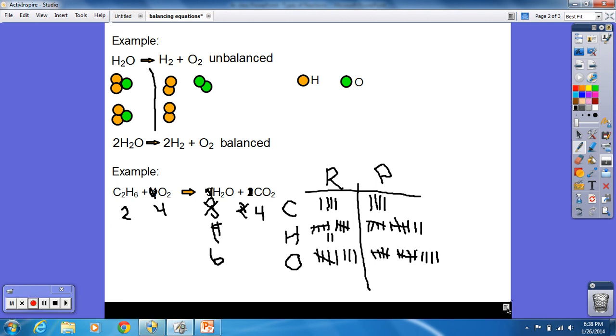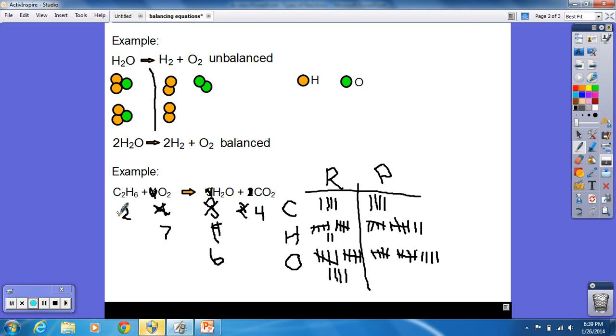So now my carbons are balanced, my hydrogens are balanced, but my oxygens aren't. I've got, let's see, 5, 6, 7, 8 on my reactant side, whereas I've got 14 over here. So I need 14 on my reactant side, but that's actually pretty easily done. Because I know 7 times 2 is 14, I can put in 7 there. And then I can say, okay, that's now 14. So now I've got 14 there.